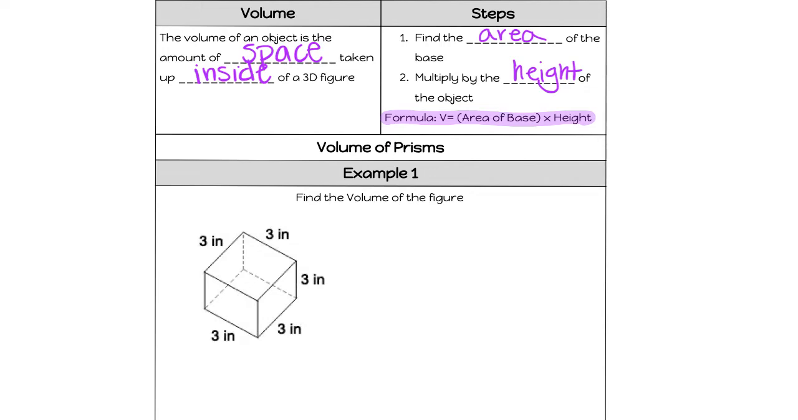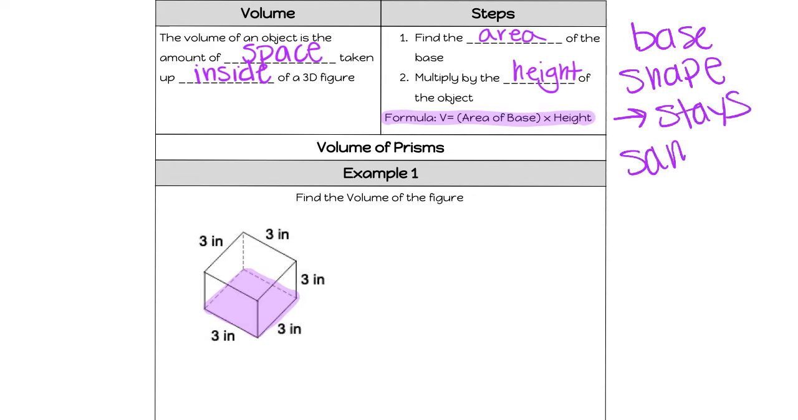So in this first one we have a cube, and it has a square base. Your base is going to be the shape that goes throughout the whole thing. So that base shape, even as it moves front to back or side to side, that shape is going to stay the same. It doesn't get bigger, it doesn't get smaller. So this one has a square base.